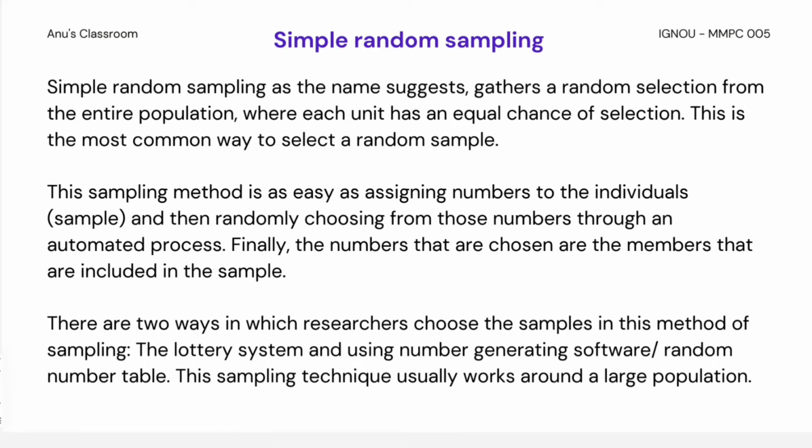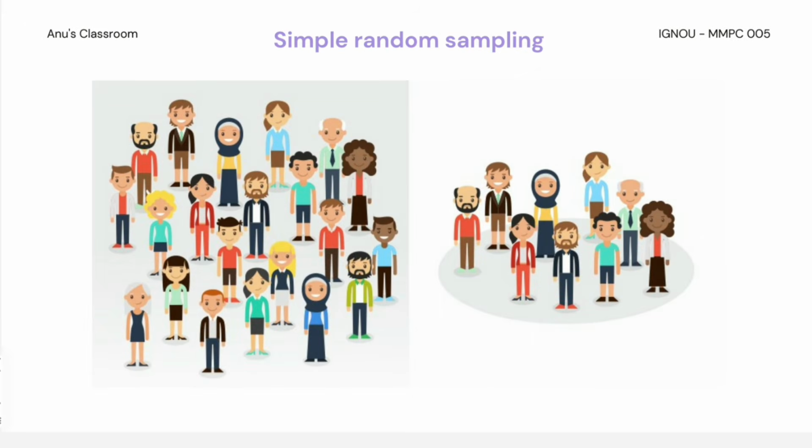Simple random sampling, as the name suggests, involves random selection from the entire population. I'm not reading through it. This is just a written form of whatever we have been discussing so far. This is a pictorial representation of simple random sampling. This is the entire population, and from that we are randomly picking a few samples. This is a sample space.